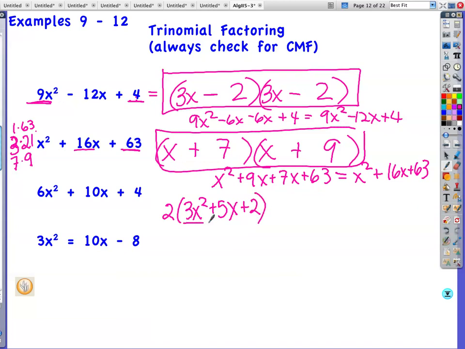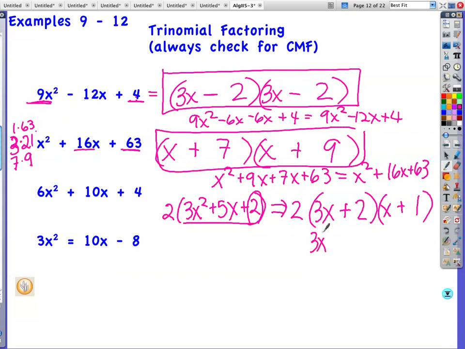And now this, I should check to see if it factors. That means I keep the 2, I put down 2 sets of parentheses. What times what gives me 3x squared? The only option is 3x and x. What 2 numbers multiply to give me 2? Well, 1 and 2. So let's just go ahead and say 1 and 2. Everything's positive here, so I'm going to put everything positive. Double check. The only part I'm going to double check though is just the parentheses.